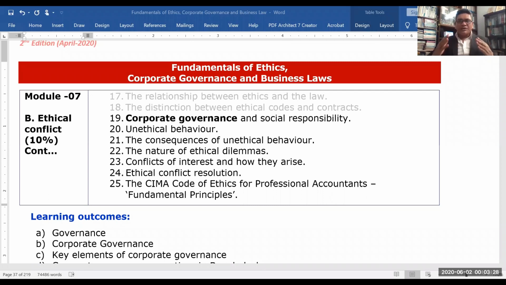Today, we are going to discuss fundamentals of ethics, corporate governance, and business laws. Module 7 is part of ethical conflict. It is the continuation of my previous modules. So today we will discuss corporate governance.